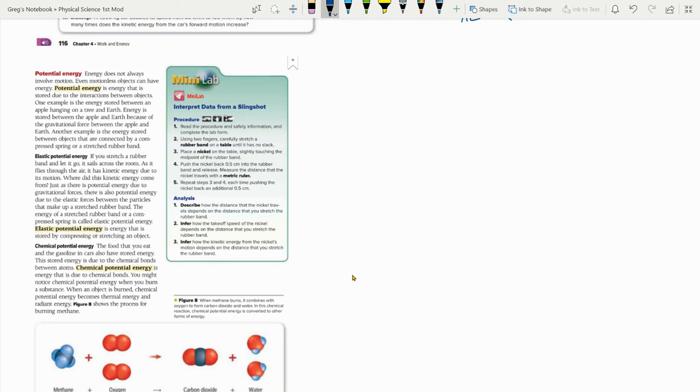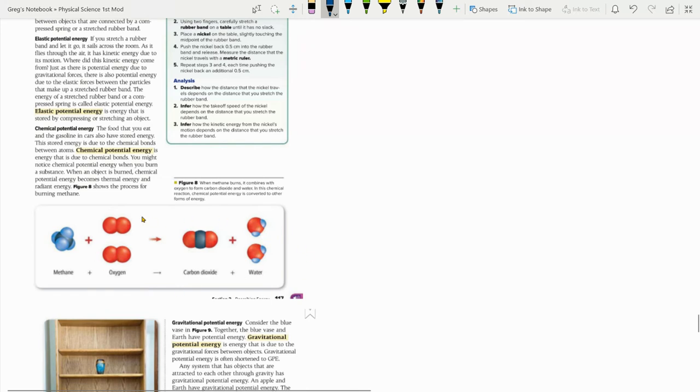Chemical potential energy is energy stored in the bonds of chemical compounds. Here's carbon dioxide. If I take some methane gas and add it with some oxygen and a little bit of heat or a flame, I get this reaction. I get water and carbon dioxide, and it gives off energy. This is methane or propane. Let me just write this out for you. I'm going to draw what's called a Lewis diagram.